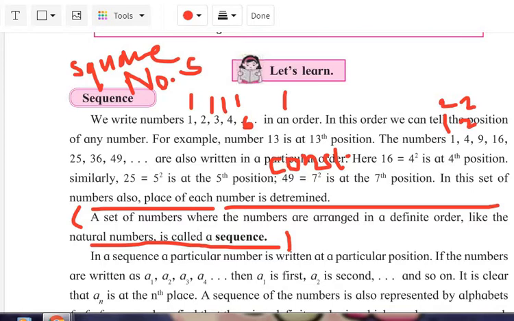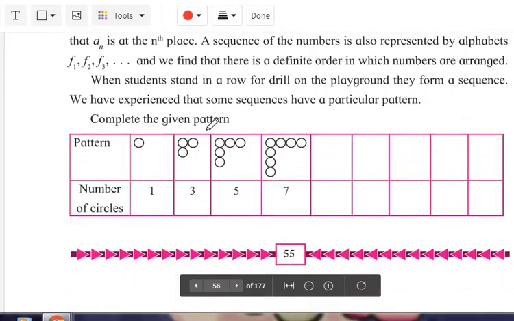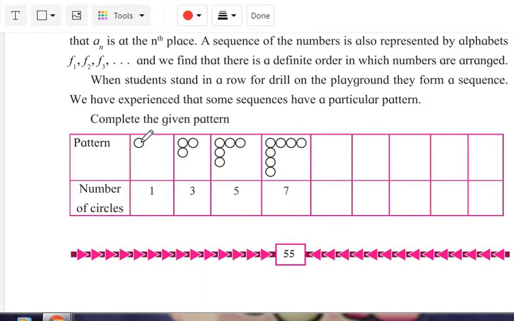Okay, now see here, a pattern. Complete the given pattern. See here, this is 1, so here write 1. 3 circles are there, write 3. Then 5 circles, write 5. Then 7. Now tell me, after 7 how many circles will come? See, the difference is 2: 1 plus 2 is 3, 3 plus 2 is 5, 5 plus 2 is 7, and 7 plus 2 is 9.